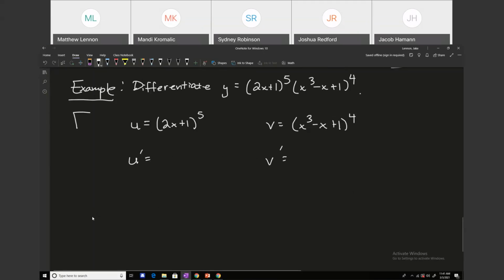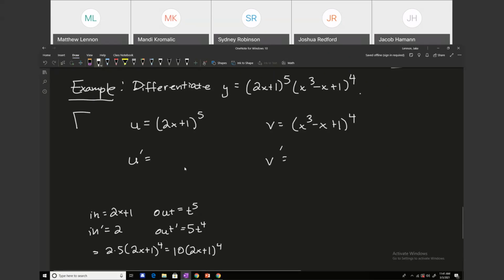So my u prime, I'm going to have my inside as 2x plus 1, my outside as t to the fifth. So my inside prime is 2. My outside prime would be 5t to the fourth. So then again, you multiply them. So my derivative here would be 2 times 5 times 2x plus 1 to the fourth, which would be 10 times 2x plus 1 to the fourth. So that's u prime. So that's kind of scratch work for u prime.